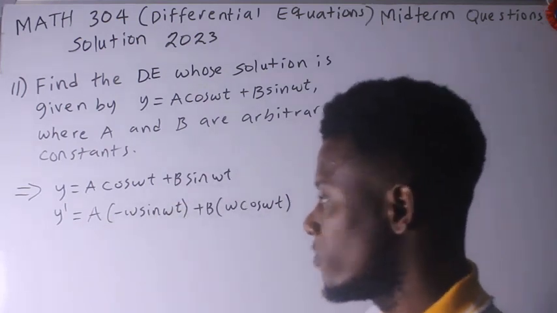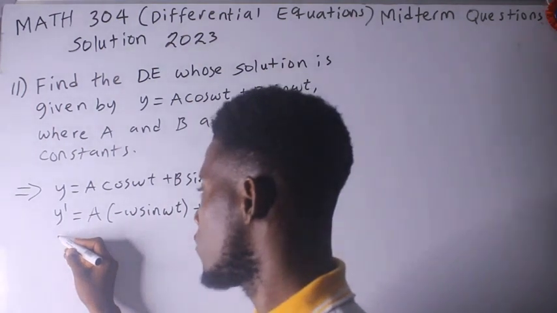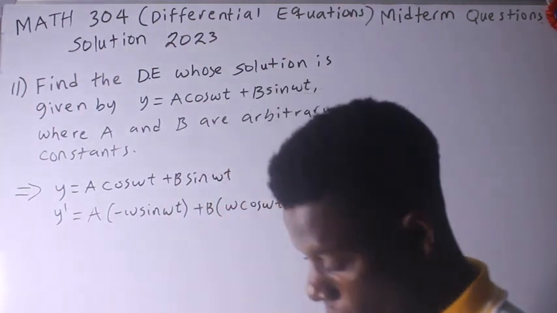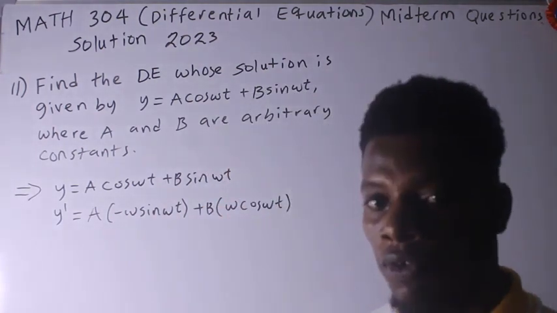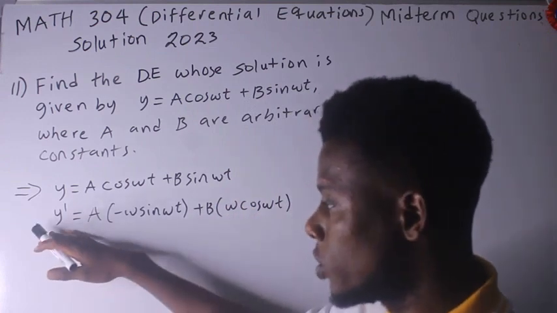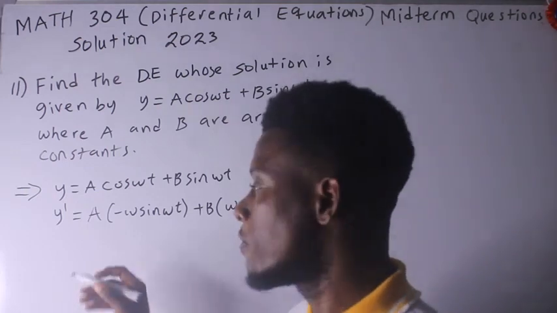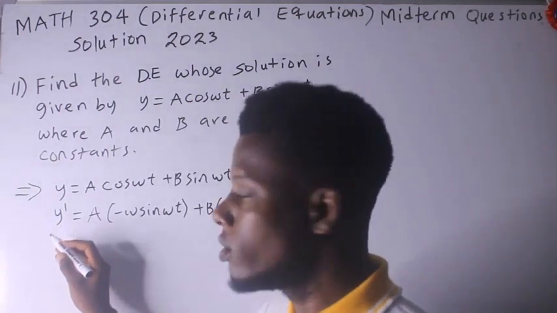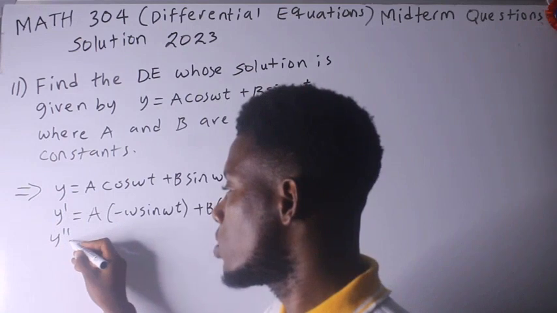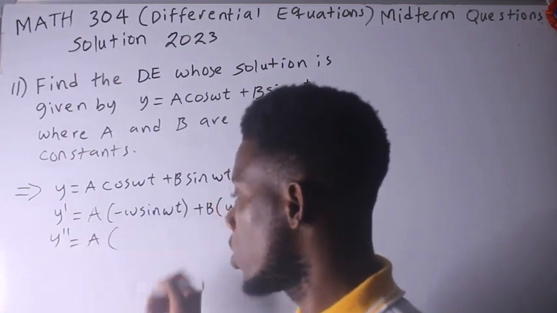We can just sort of multiply through. We have y prime is equal to a times this. Now, let's move on and find the second derivative. I chose not to multiply through because I'm about to find the second derivative, and you're about to see why. The derivative of y prime, y double prime, is equal to a, an arbitrary constant.